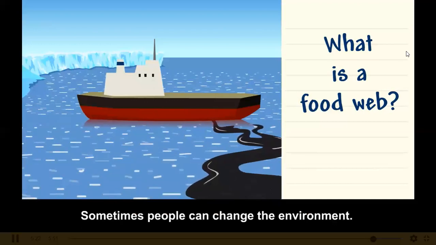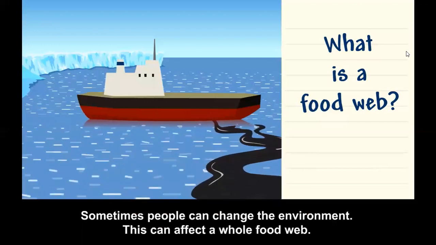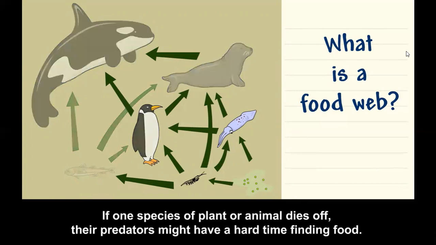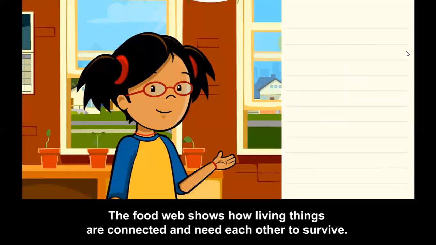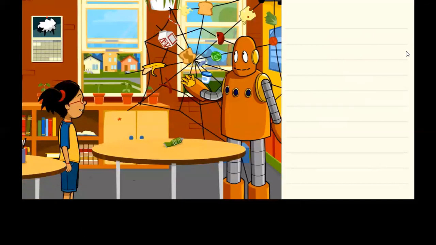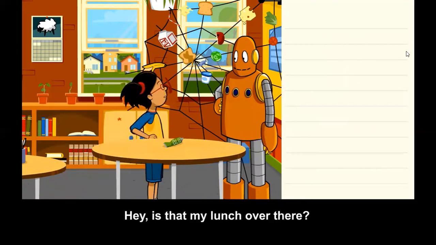Sometimes people can change the environment. This can affect a whole food web. If one species of plant or animal dies off, their predators might have a hard time finding food. The food web shows how living things are connected and need each other to survive. Cool food web, Moby. Hey, is that my lunch over there?